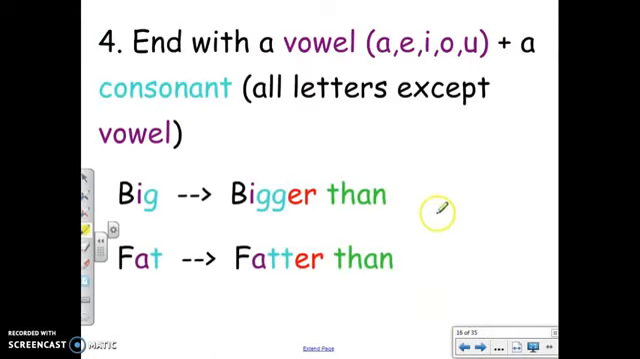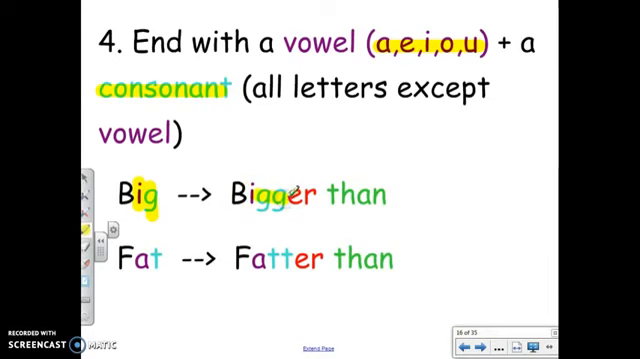The fourth type: when the adjective ends with a vowel like A, E, I, O, U, and a consonant. What is a consonant? It's all letters except vowels, so all letters except A, E, I, O, U. Let's see. We find the vowel here, I, and the consonant G, because it's not A, E, I, O, U. So this is a consonant. Big will be bigger than. We have to double the consonant.